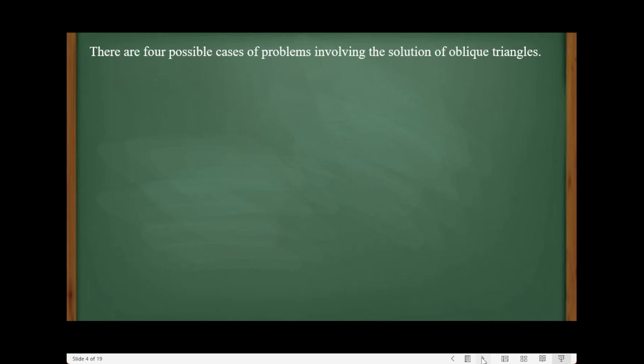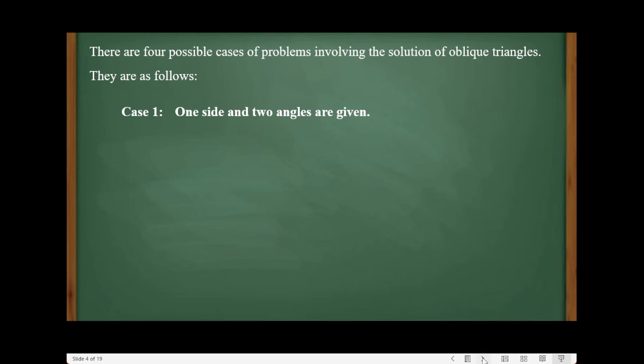Now just like in solving right triangles, we could also solve an oblique triangle. And how are we going to do that? There are four possible cases of problems involving the solution of oblique triangles, and they are as follows. For case number one, we solve an oblique triangle if the given parts are one side and two angles.